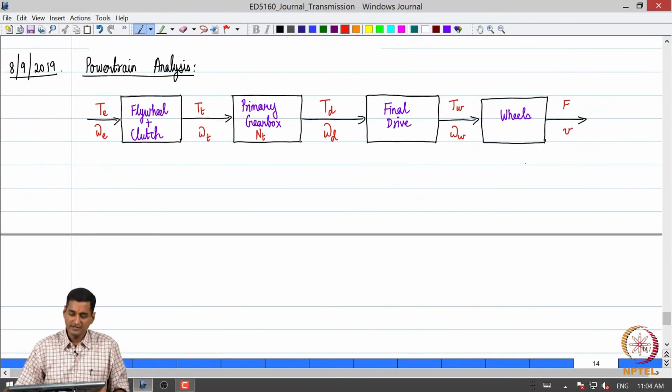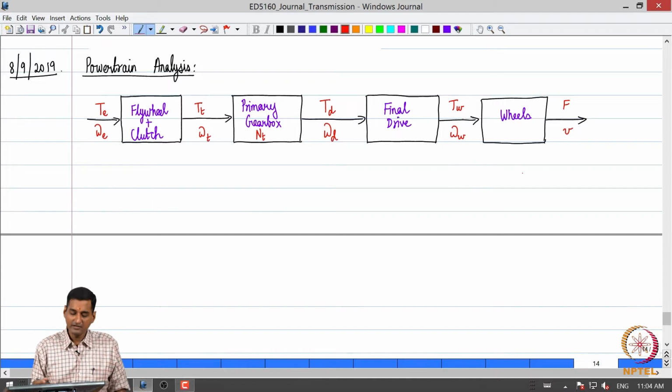So in today's class I will get started with powertrain analysis. So having looked at how a manual transmission is realized and is operated, let's look at how we analyze such a powertrain and how we select first cut values of various gear ratios for a multi-speed gearbox depending on vehicle performance requirements. So that's an analysis that we are going to do.